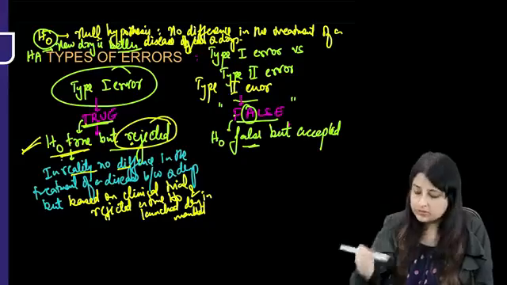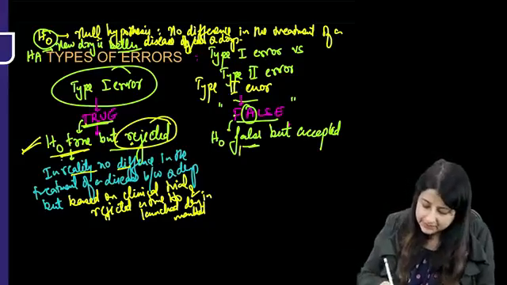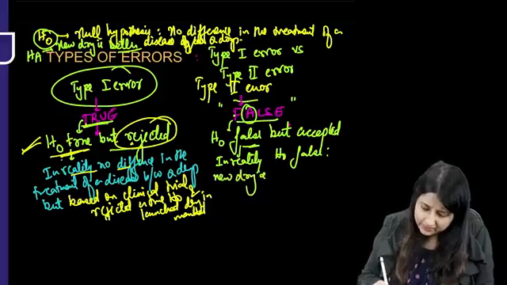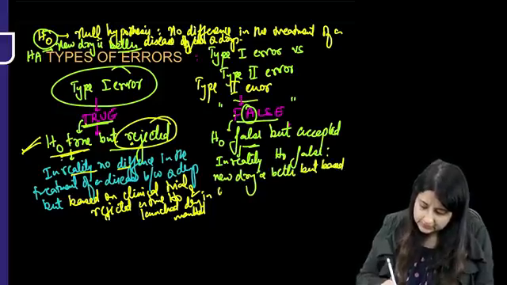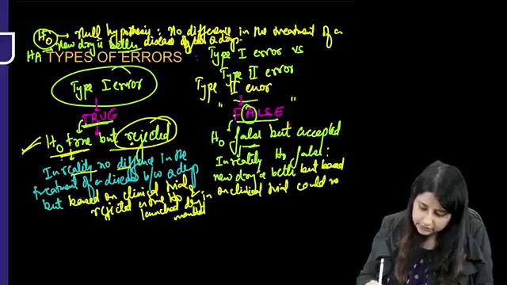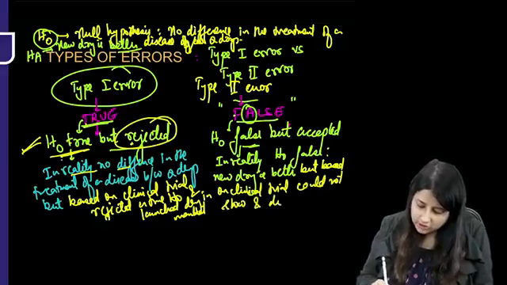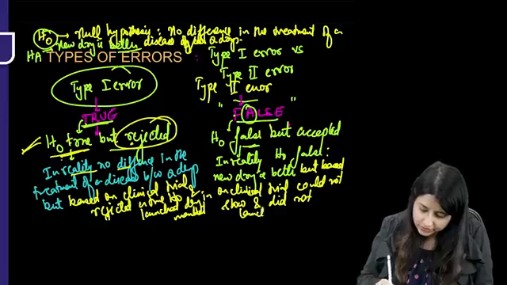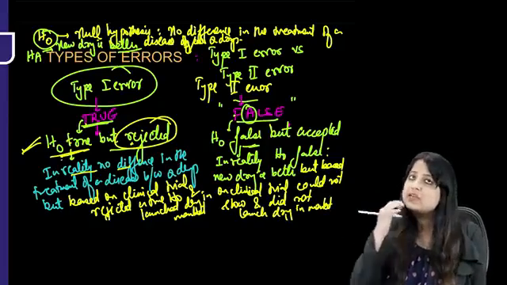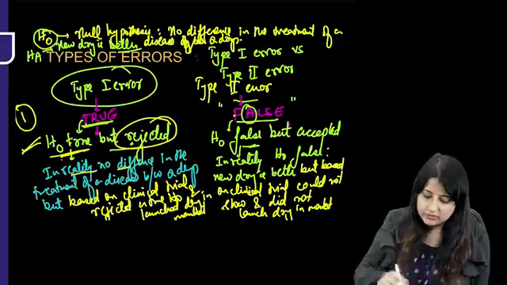And H0 false but accepted. What does this mean? It simply means that in reality, H0 is false, meaning the new drug is better. But based on a clinical trial, we could not show it, and did not launch the drug in the market. So H0 is false, but we have accepted a false null hypothesis and we didn't go ahead to launch the drug in the market. So this is the first difference.